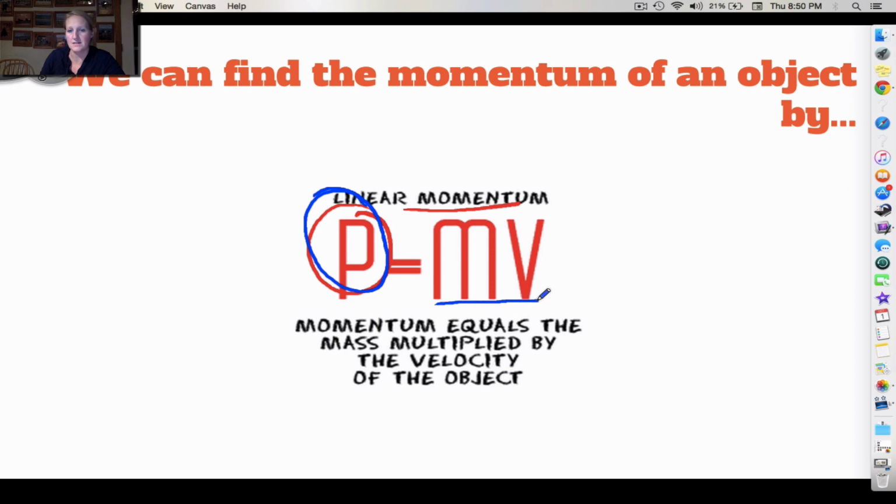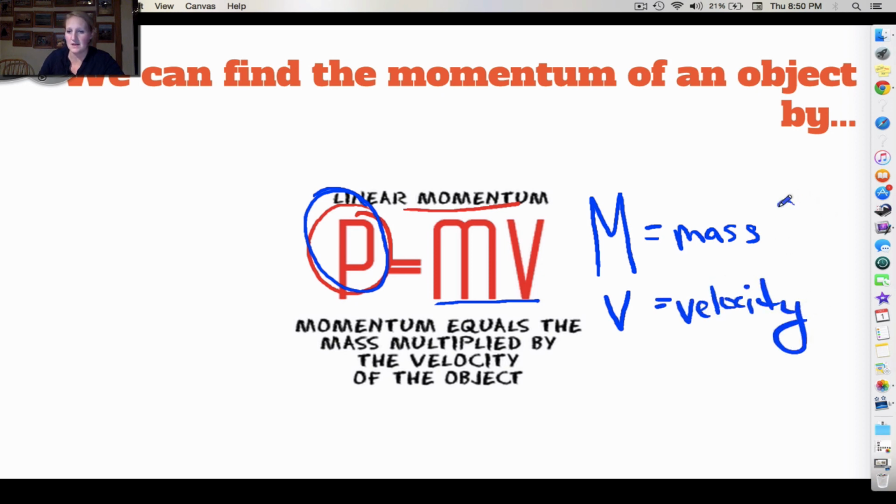The way that this is written is a little tricky, but we use the big M to represent mass. We do not use the little m. And then velocity is a little v. The units for mass can be anything from grams to kilograms. Velocity is going to be something like miles per hour, kilometers per hour, or meters per second if you're using SI units. And again, P is equal to momentum.